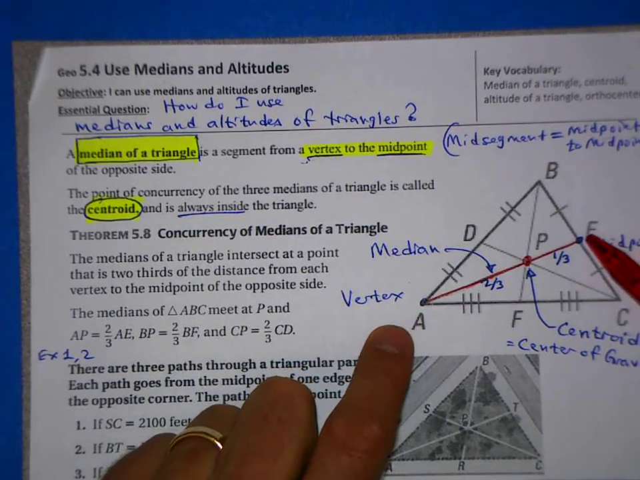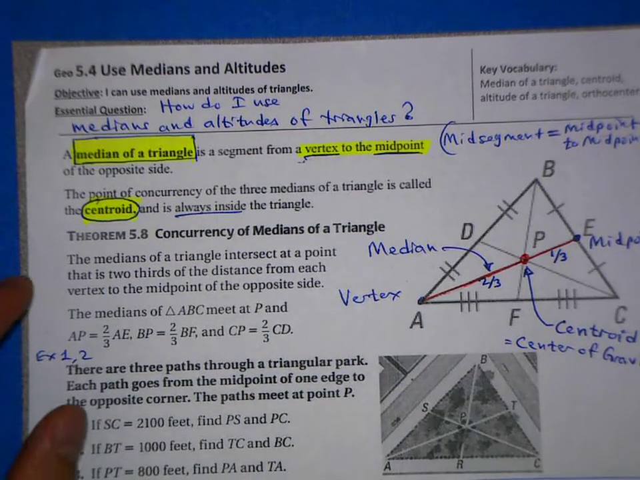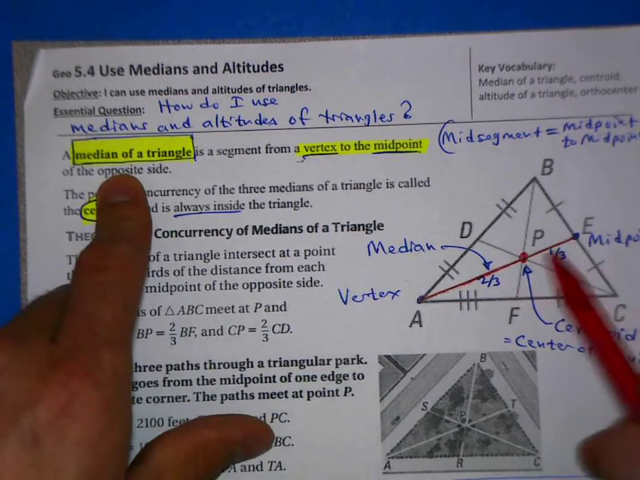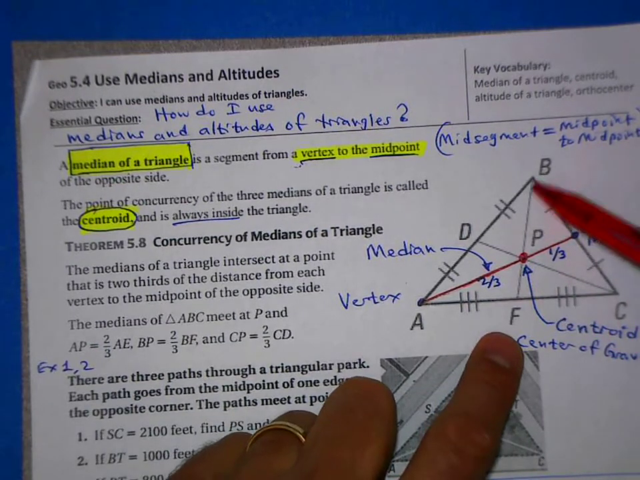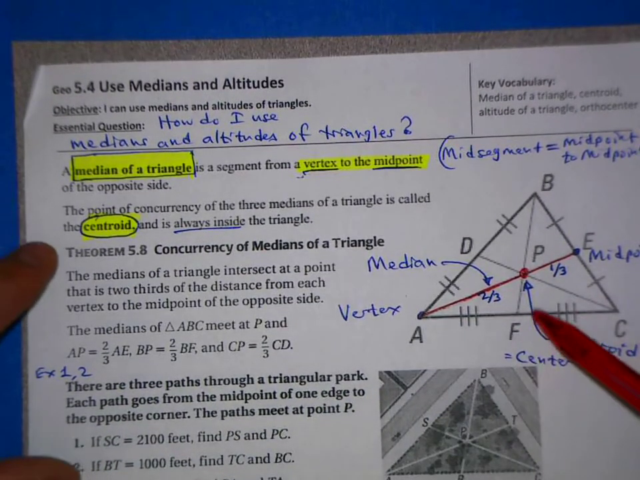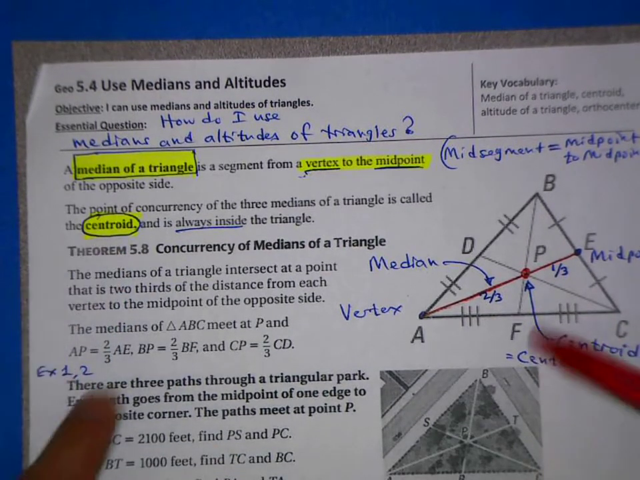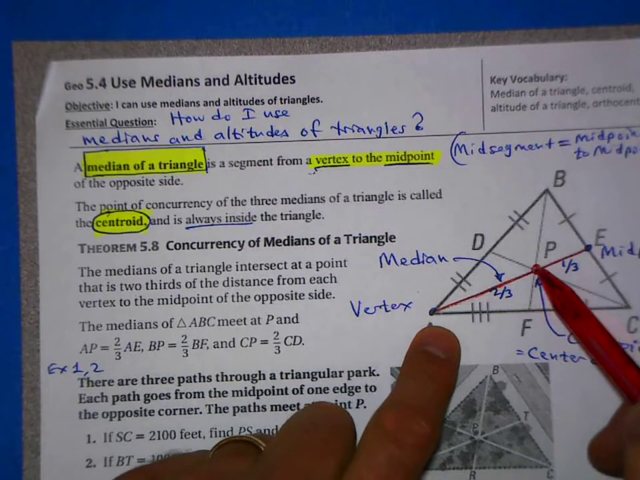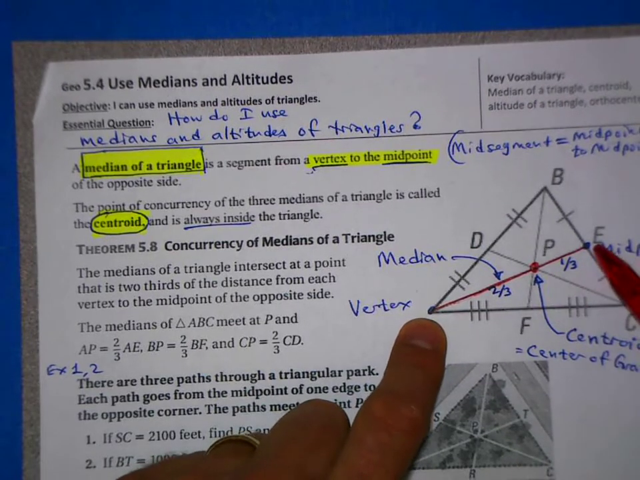opposite side. And what's unique about these medians is, just like angle bisectors and perpendicular bisectors, medians also have a point of concurrency, where all three of those medians meet at one place. But what's really unique about that point of concurrency, which we call the centroid, is that the point of concurrency is going to be 2/3 of the way from the vertex to the midpoint.